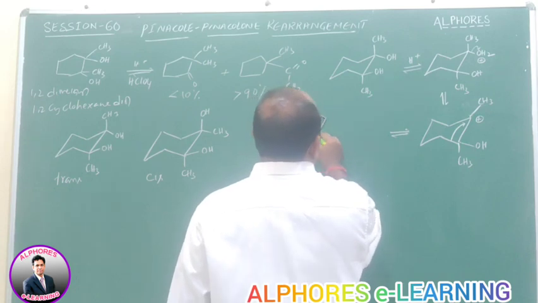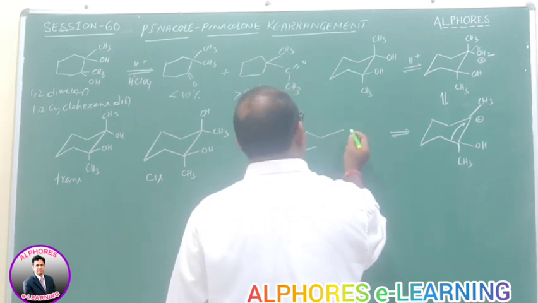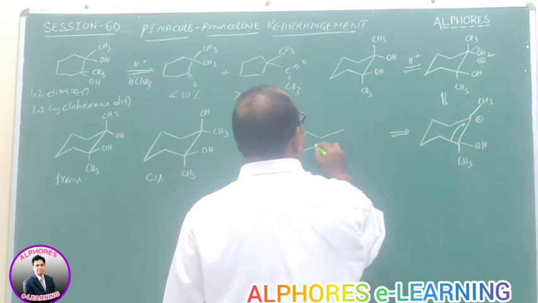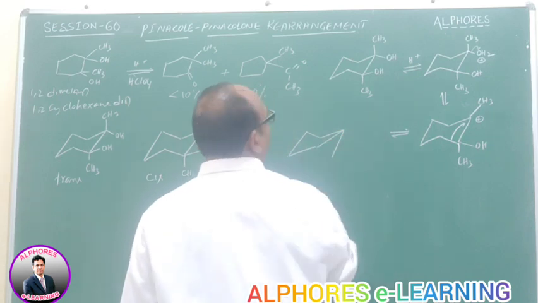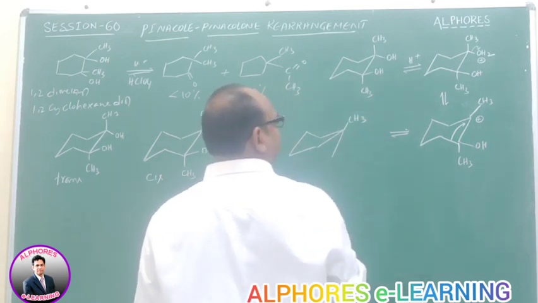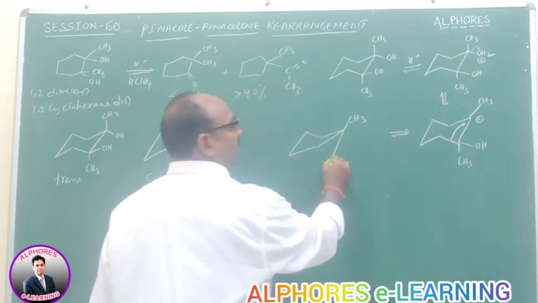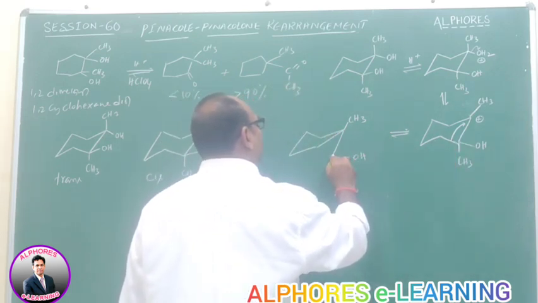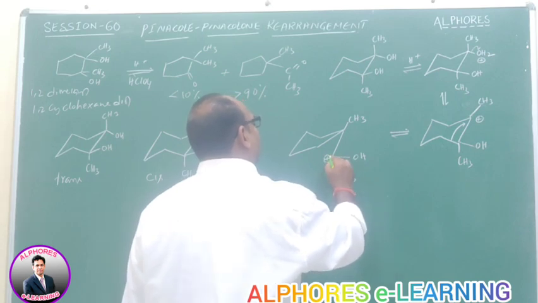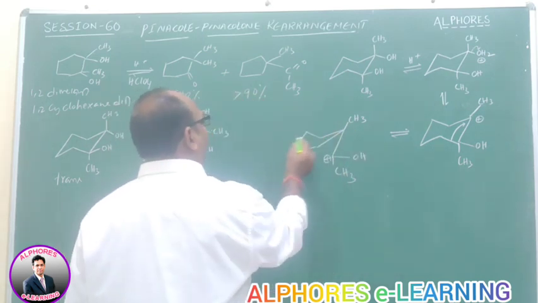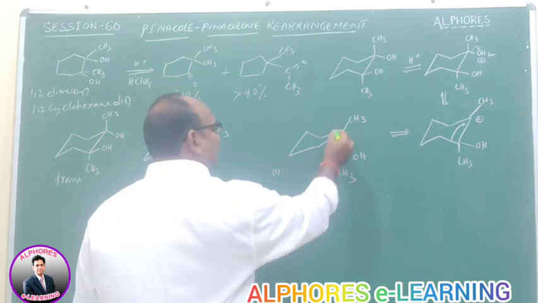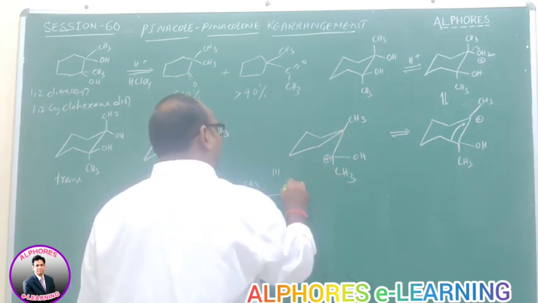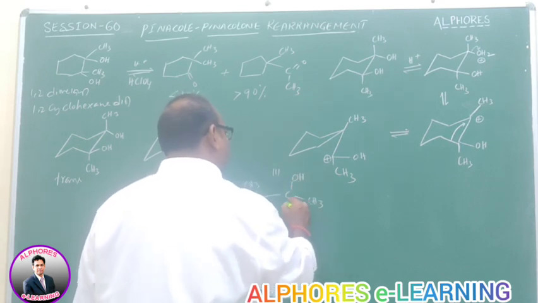CH3, and this carbon is here, and this carbon consists of OH and one CH3. Here the positive charge is also there, 1, 2, 3, 4, 5. This one is nothing but a 5-membered ring. Here in the 5-membered ring, one position is occupied by methyl, and the same carbon is attached to a carbon with OH and CH3+.